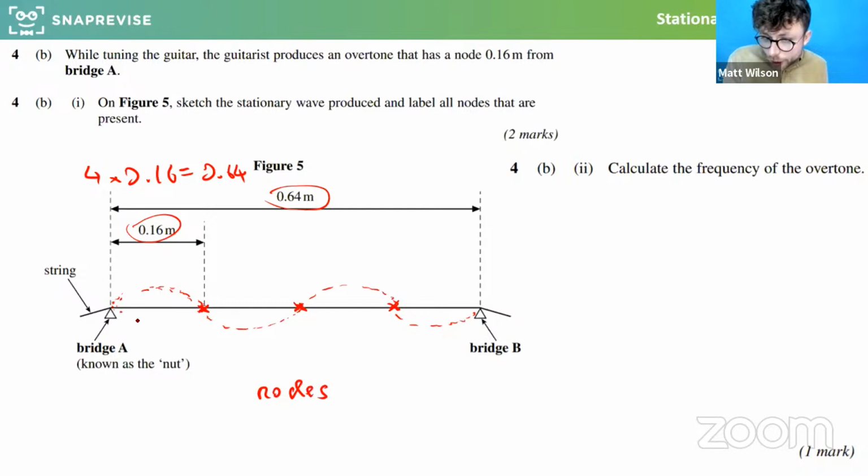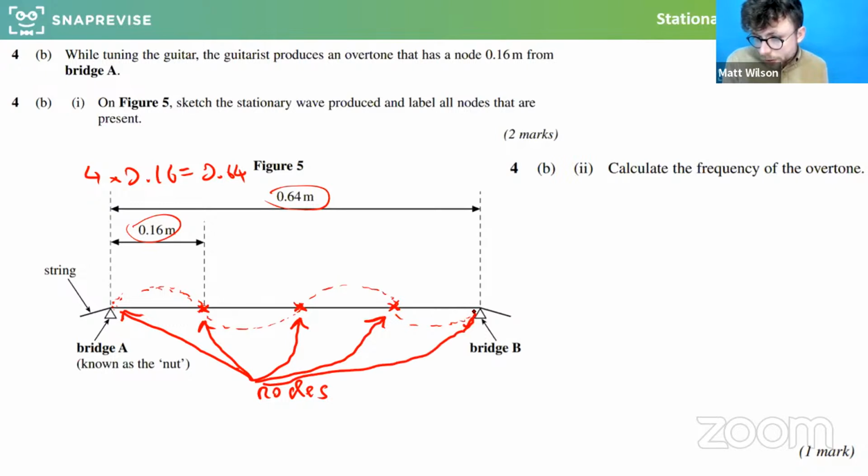They wanted us to label all the nodes, so we will happily do that. There's one, there's another, and there is another. Oh, and there's one more. I nearly missed the one at the end. There you go. So there's all the nodes labeled.